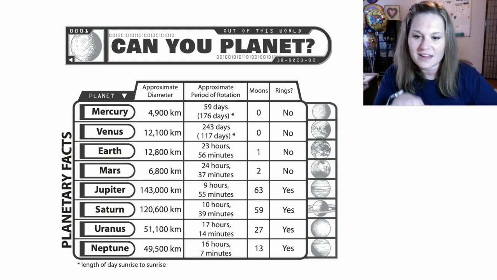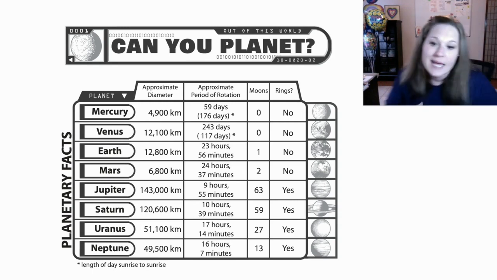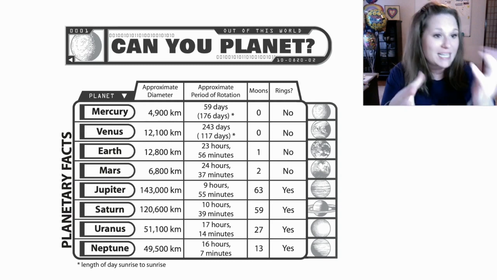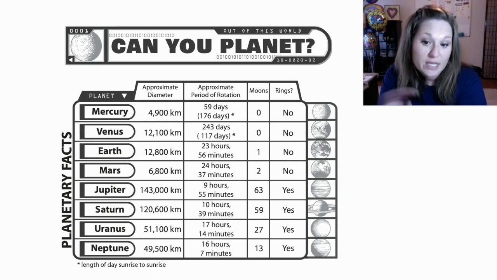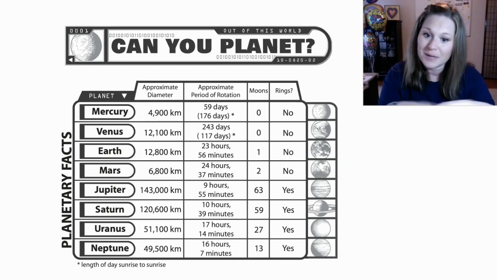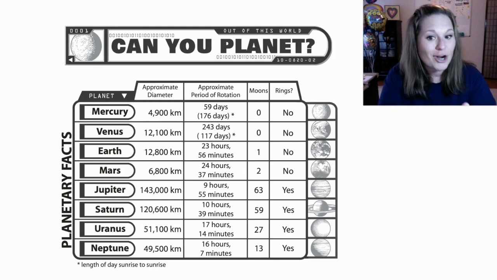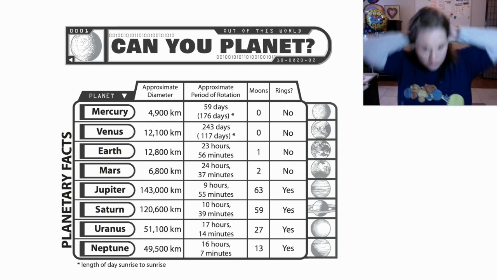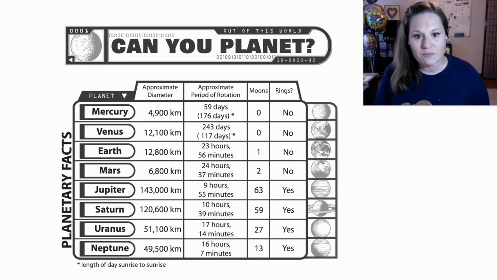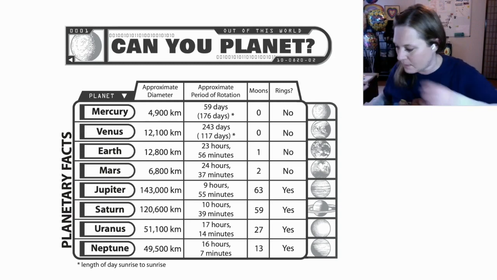And then the next column is the approximate period of rotation. Remember, when we talk about rotation, that means it's spinning on its axis and how long it takes to spin on its axis one time. We know on Earth it takes 24 hours. Right here it says 23 hours, 56 minutes. But I guess we must round it up a little bit to 24 hours. And that is our day, one day on Earth. But all of these planets have different patterns of rotation. So we're going to look at that, and if they have moons or rings around them. We're looking at all of these planetary facts and comparing them.